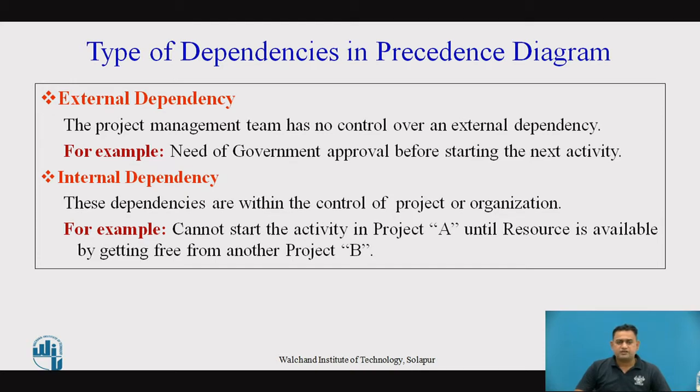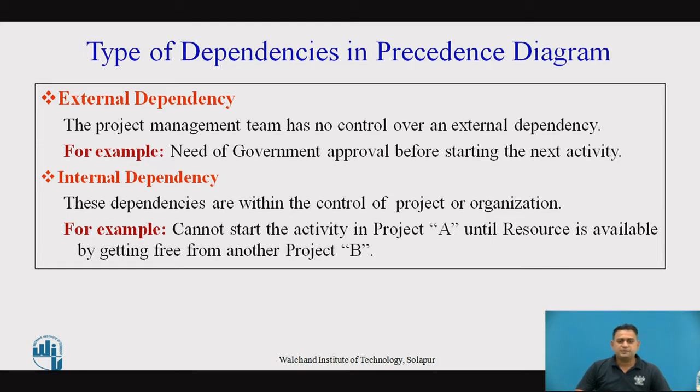Here the project manager has no control over the external dependency. For example, to start any project, we need permission from the government agencies regarding the land acquisition. Whenever there is a need, we have to get the permission and approval from them, and only then is the overall project started.